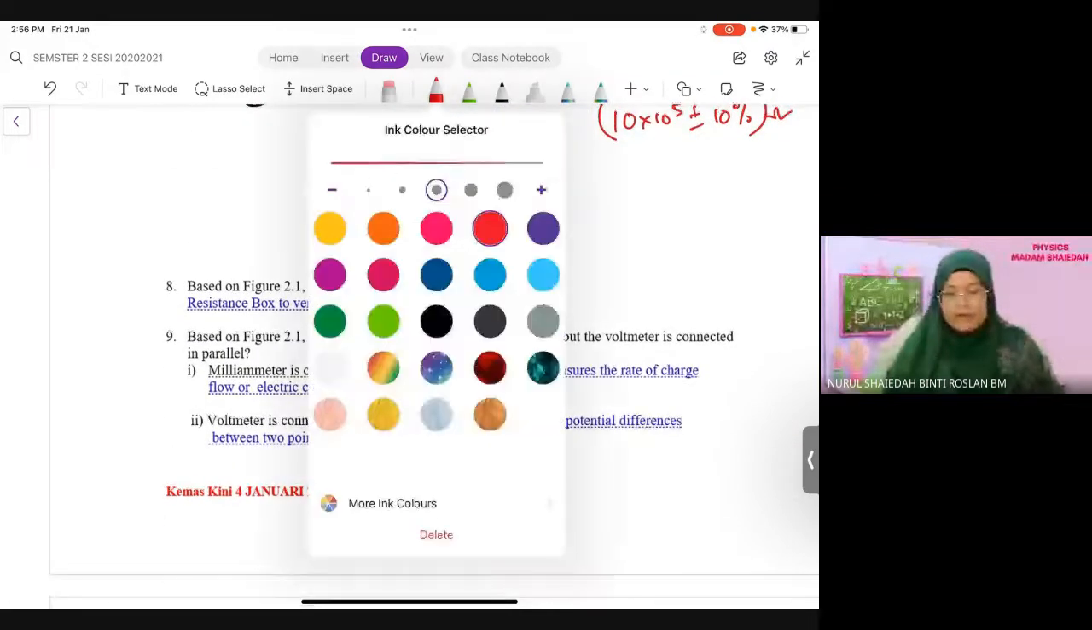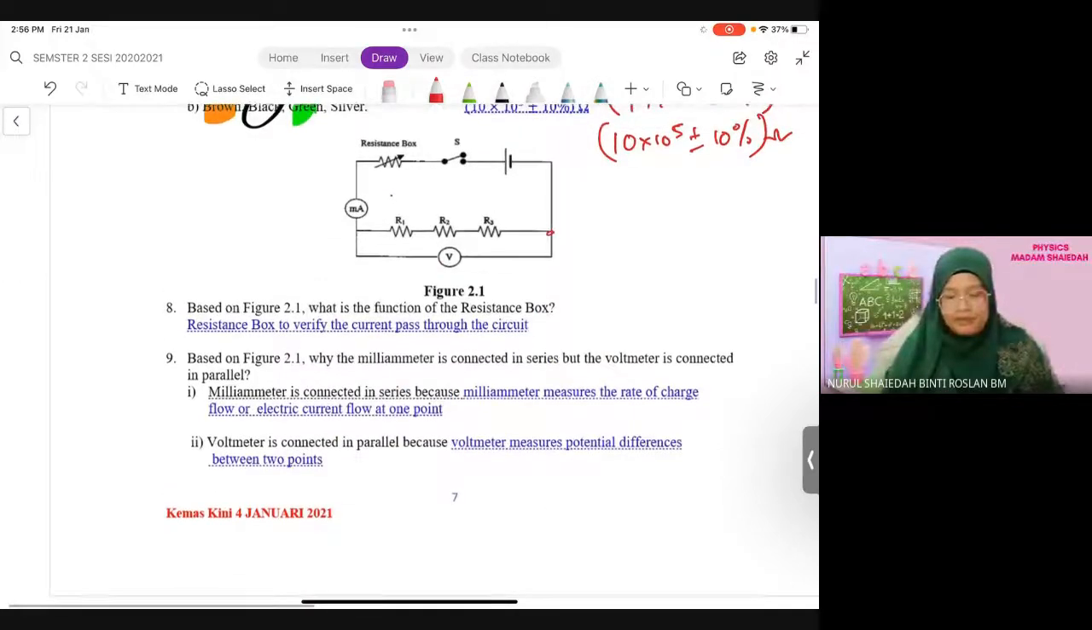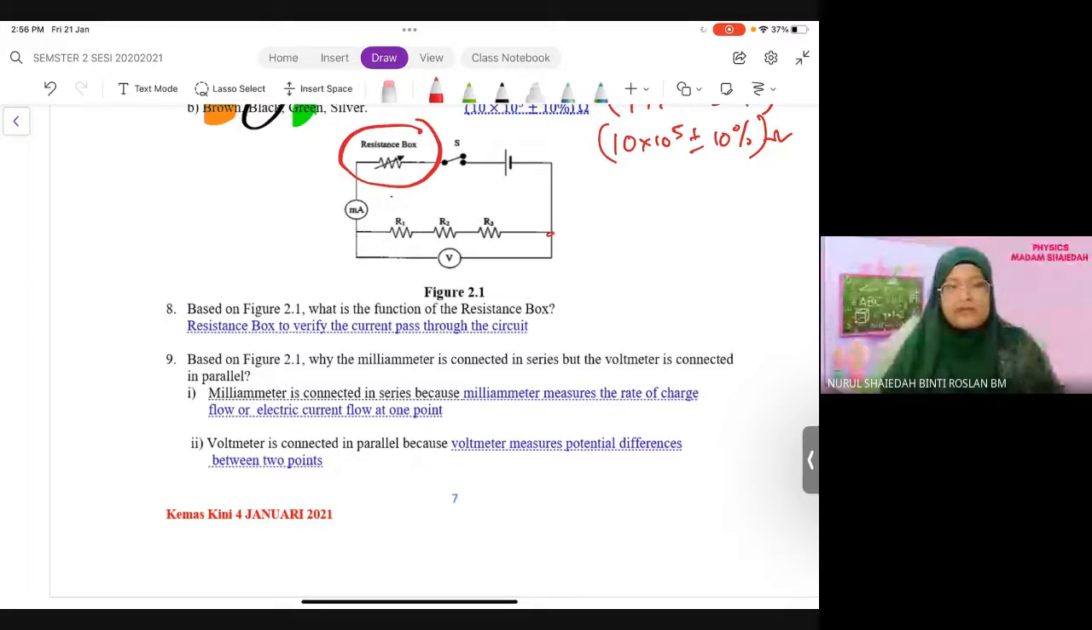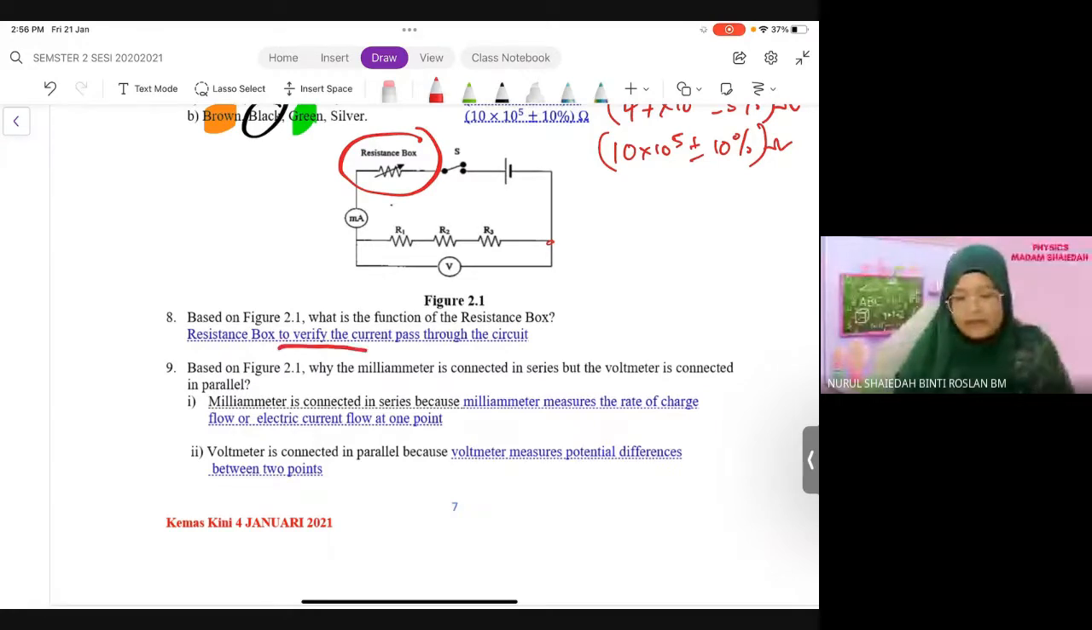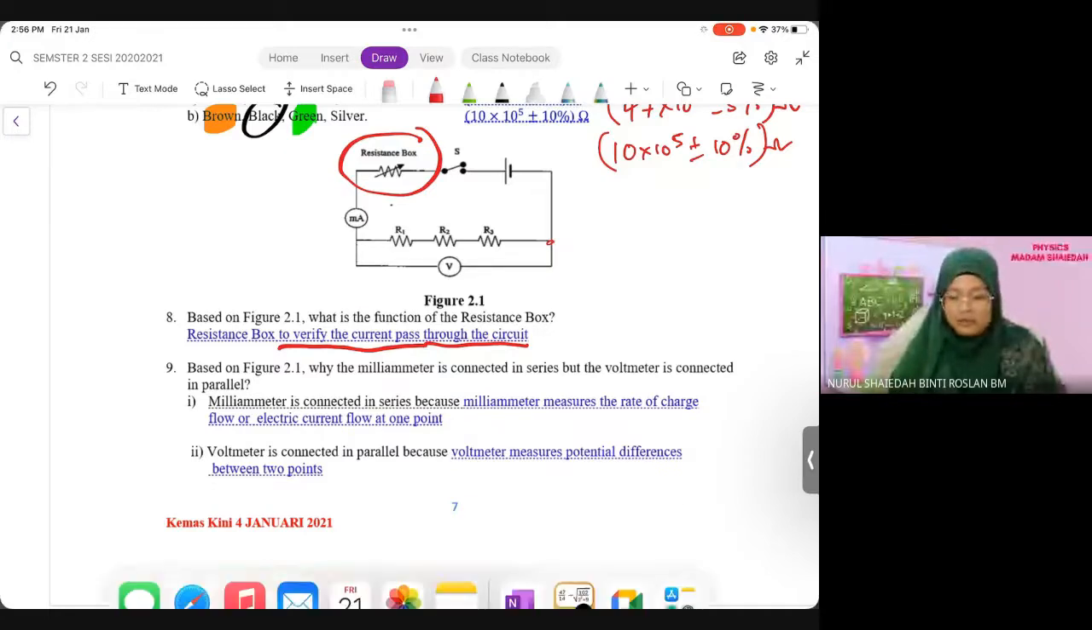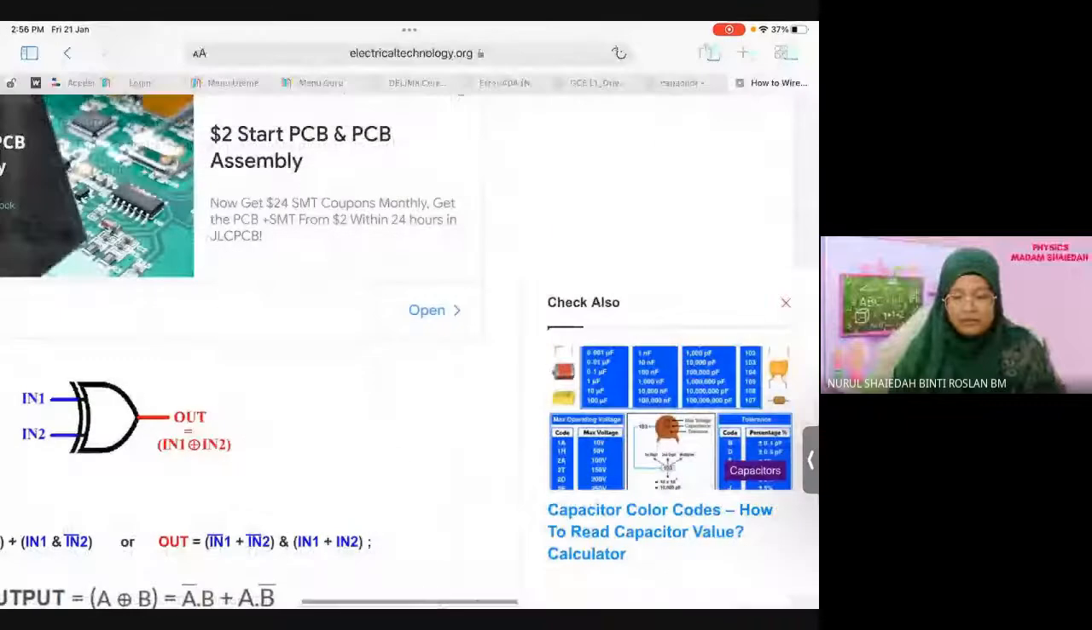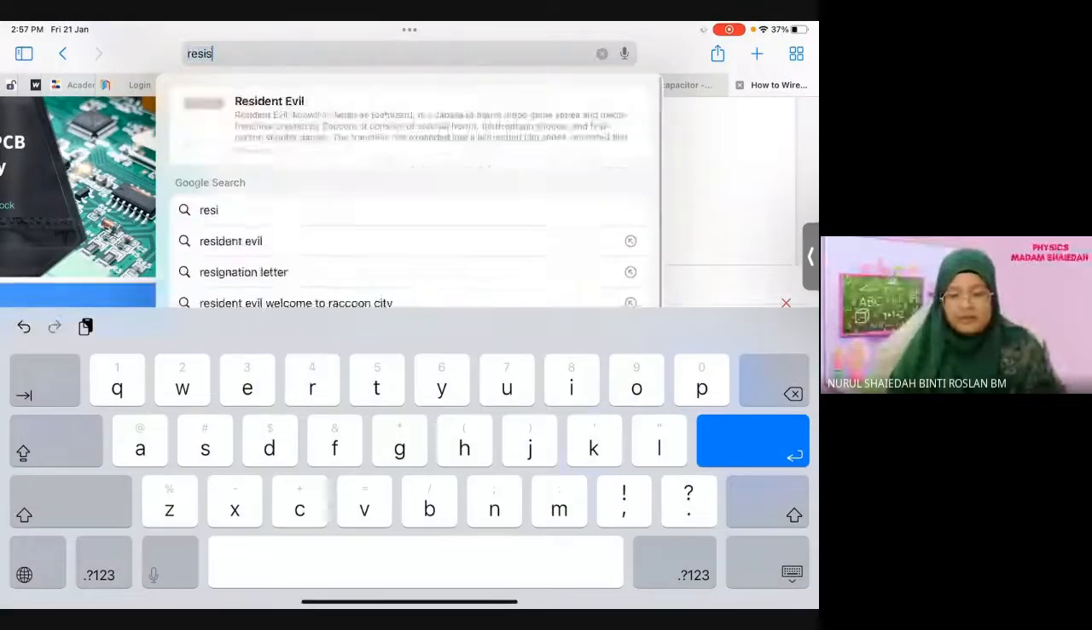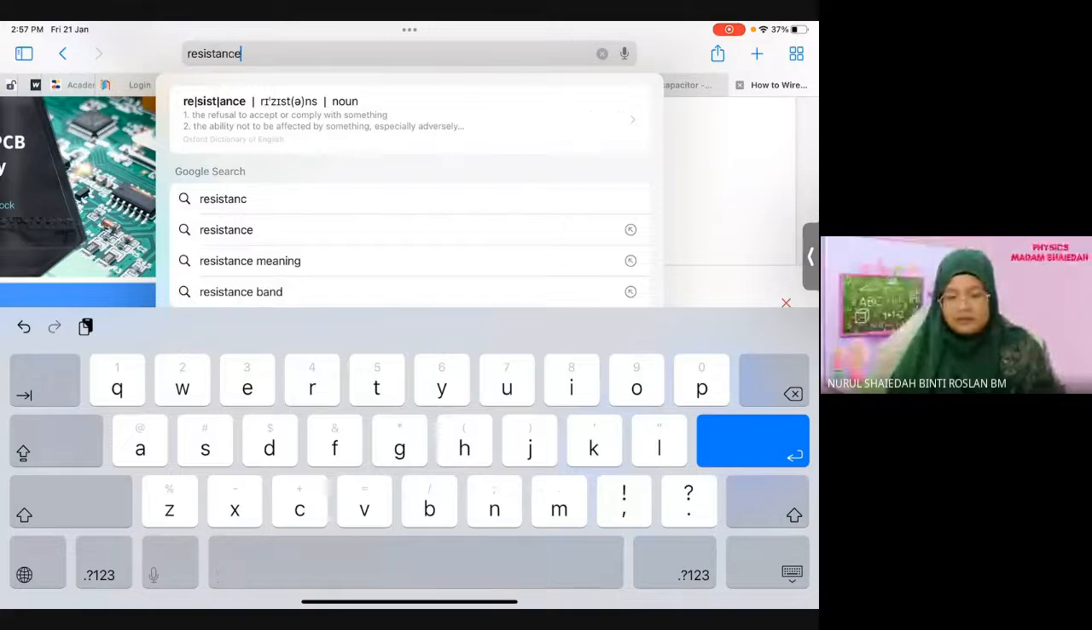Okay, number 8. Based on figure 2.1, what is the function of resistance box? Dia tanya apa function resistance box? Resistance box ni function dia to verify the current passing through the circuit. Dia nak mengesahkan, resistance box ni nak tunjukkan bahawa current tu dia ada ke tak ada. Bentuk dia macam mana, ada resistance box.